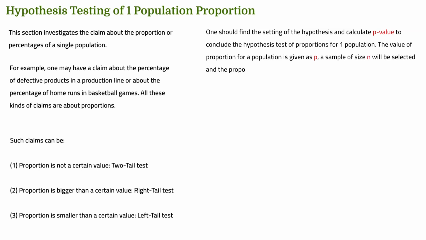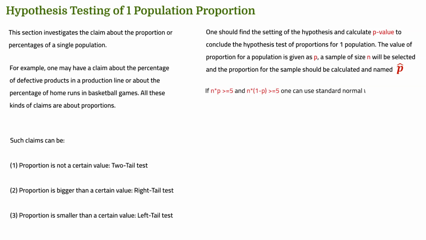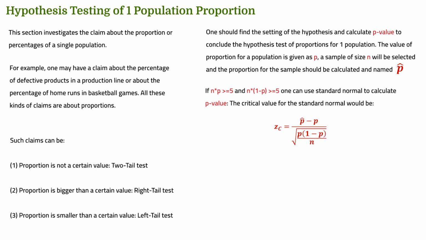A sample of size n will be selected, and the proportion for the sample should be calculated and named p hat. If n times p is greater than or equal to 5 and n times 1 minus p is greater than or equal to 5, one can use a standard normal to calculate p-value. The critical value of a standard normal, ZC, is p hat minus p divided by the square root of p times 1 minus p divided by n.